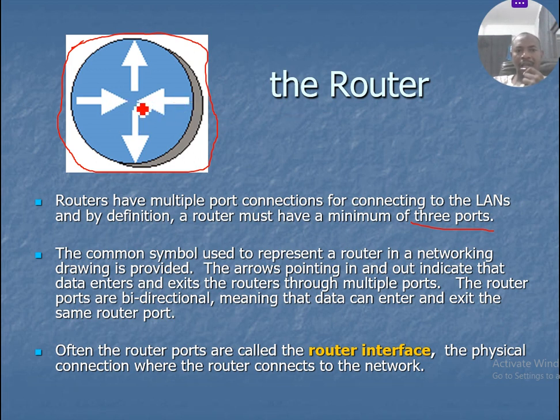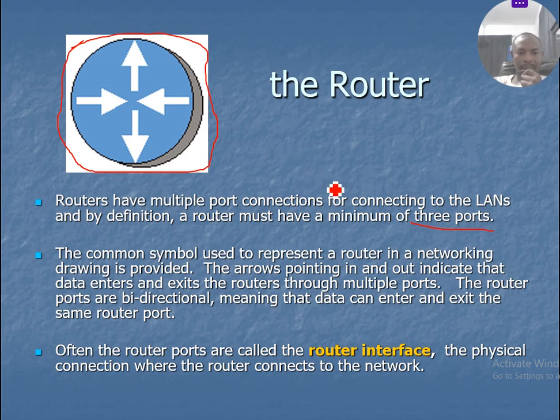It has this functionality. So the data can enter into the router through this port, and can also exit out through this port. Same, all these four have that characteristic. They all have the same characteristics. So they are bidirectional. For every port, data can enter and exit through that same port.